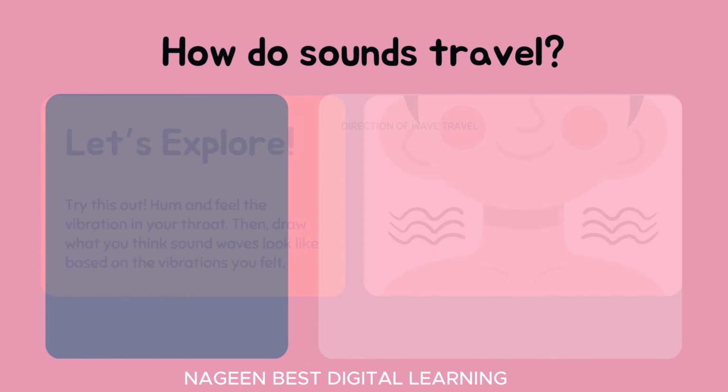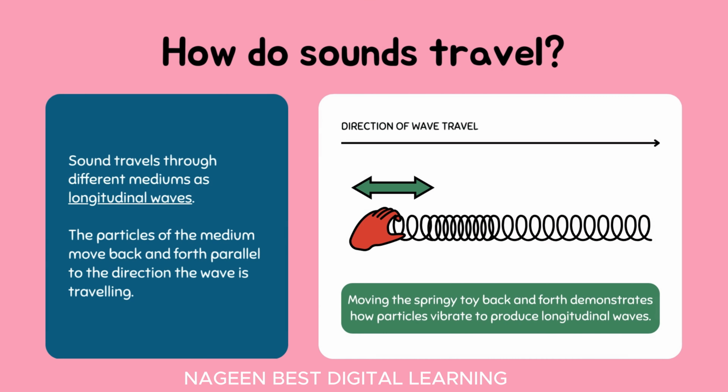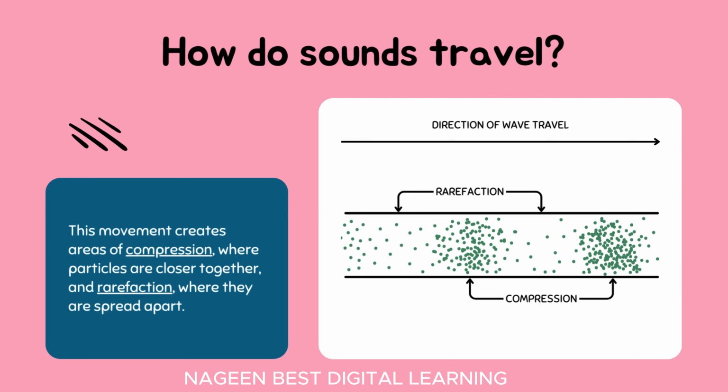How does sound travel? Sound travels through different mediums as longitudinal waves. The particles of the medium move back and forth parallel to the direction the wave is traveling. This movement creates areas of compression, where particles are closer together, and rarefaction, where they are spread apart.